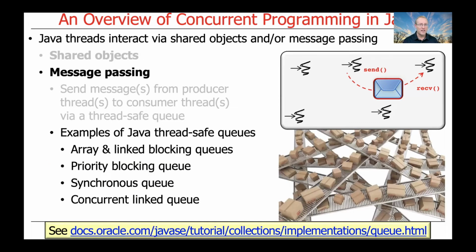There's a whole bunch of thread-safe queues and thread-safe message passing mechanisms that are built into Java, including array blocking queues and linked blocking queues, priority blocking queues, synchronous queues, and concurrent linked queues. And we'll talk quite a bit about some of these mechanisms later on in other lessons that will be coming down the pike.